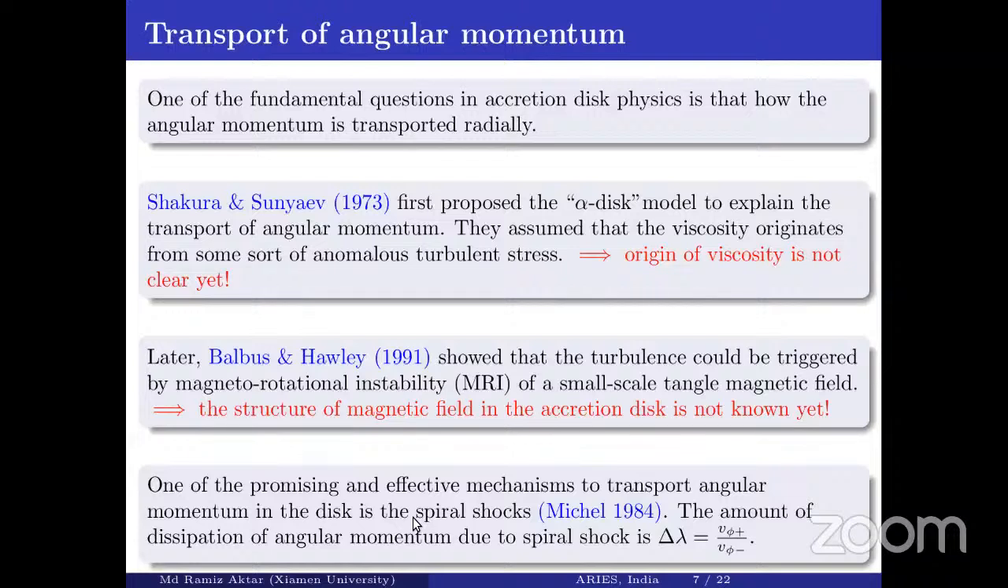If there is a spiral shock in the accretion disk, there will be a dissipation of angular momentum, and this angular momentum can be transported throughout the disk. Here I have mentioned the amount of dissipation of angular momentum due to the spiral shock in the accretion disk: the ratio of the post-shock azimuthal velocity to the pre-shock azimuthal velocity. This is basically the rate of dissipation of angular momentum in the disk.